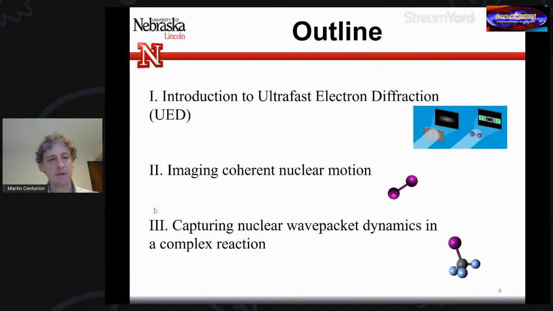So I'm going to spend a few minutes to try to explain how our tool works, ultrafast electron diffraction. And then I'm going to tell you about two different examples. One is a proof of principle experiment that we show that this method works by looking at a coherent vibration in a diatomic molecule. In this case, this is iodine. And then I'll show you an example where we can follow a much more complex reaction as it takes place.